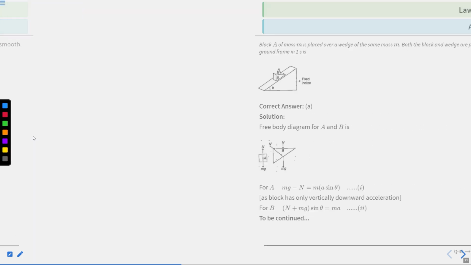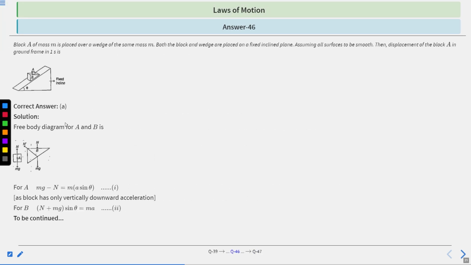Let's find a solution. According to the question, the free body diagram for A and B is this. For A, mg minus N equals m a sin theta. Let this be equation first, as the block has only vertical downward acceleration. For B, N plus mg sin theta equals m a. Let this be equation second.